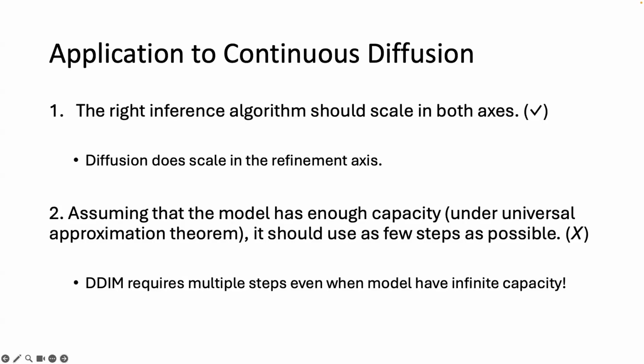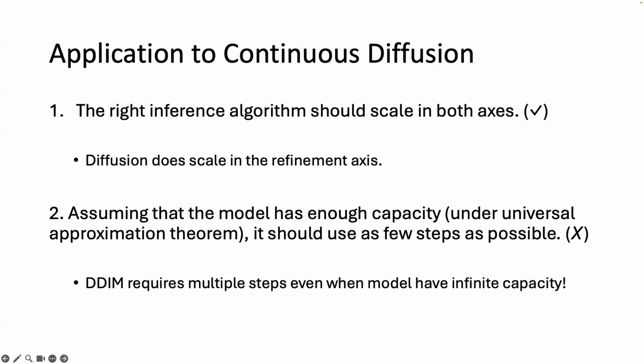The second point is not the case, because in diffusion models, even if you train your model with infinite capacity, the training objective itself is trying to match some kind of mean expectation of the data distribution. So it doesn't matter how big your model is, it is not going to give you the right results in one step.